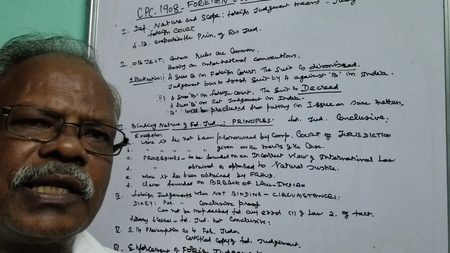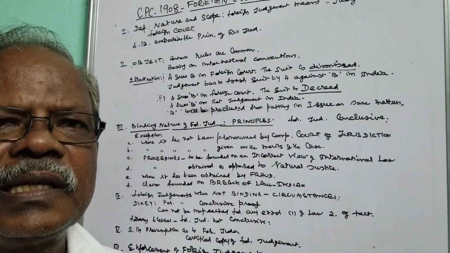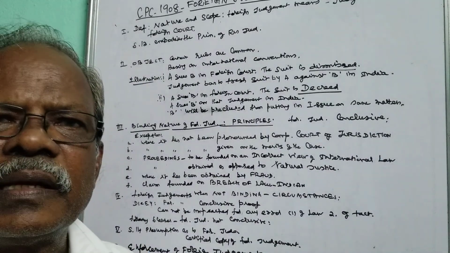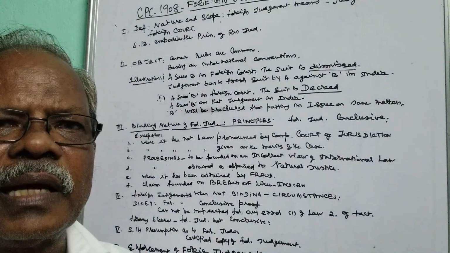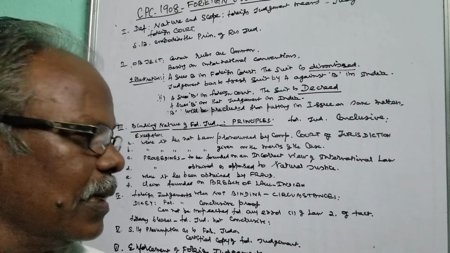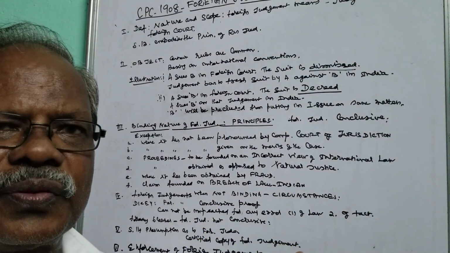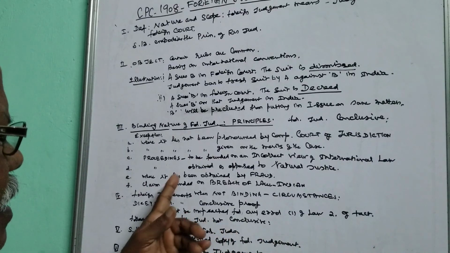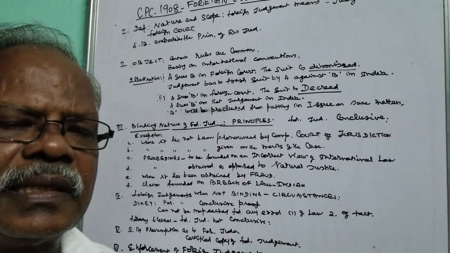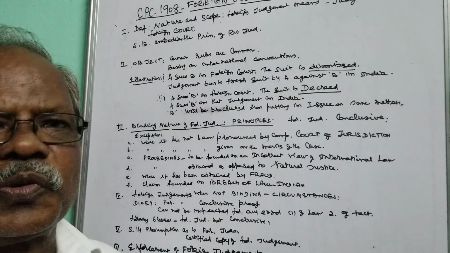They should follow the principle of natural justice, that is audi alteram partem, and the notice and hearing should be served and the evidence should be obtained. All these things should be there. If it is not there, then it is not taken as conclusive proof. And if any fraud has been committed in getting the judgment, then it is not conclusive proof.